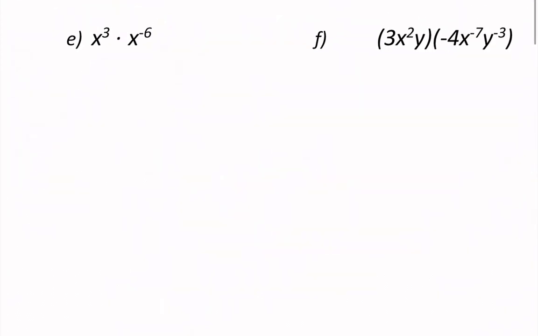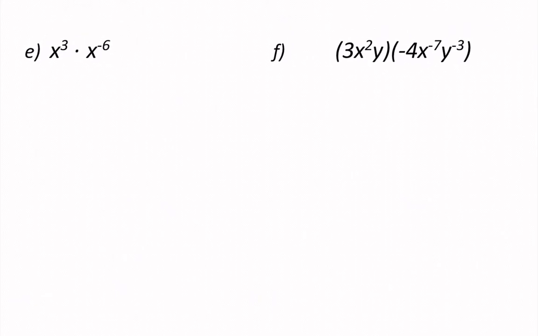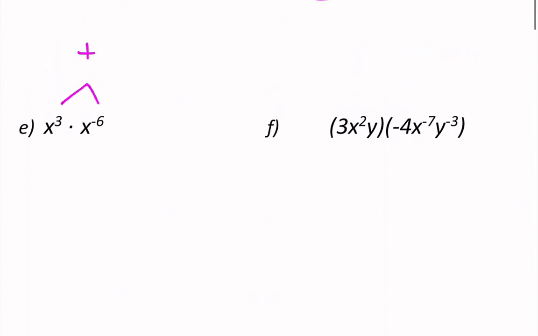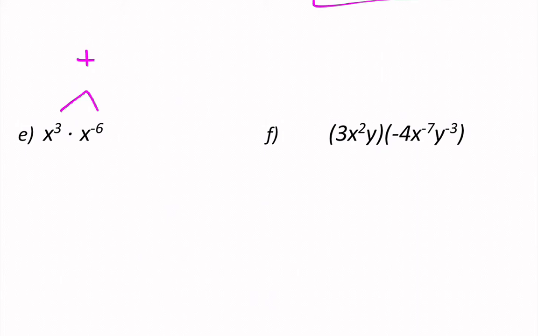All right, on these next two problems, we're going to bring in the past rules that we learned and mix them with today. So I have x to the third times x to the negative 6. Before I worry about turning it into a fraction, I see that I have x's over here being multiplied by x's over here. So we learned that when we have x's being multiplied by other x's, we take our exponents and we add them. So I'm going to have x to the 3 plus negative 6 is a negative 3.